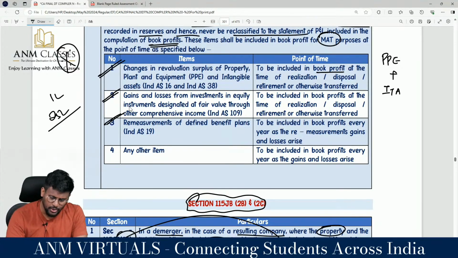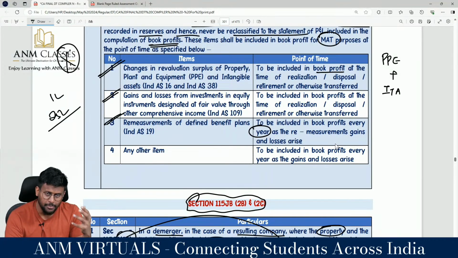So it is to be included in the book profit every year as the remeasurement gains and losses arise, not at the time of sale. What are you supposed to sell? These defined employee plans and all, we can't sell. Sir, PPE and intangibles we will sell, and equity instruments, equity investments we will sell, but these employee benefits and all we cannot sell. So don't wait till the last year, tax it year by year.